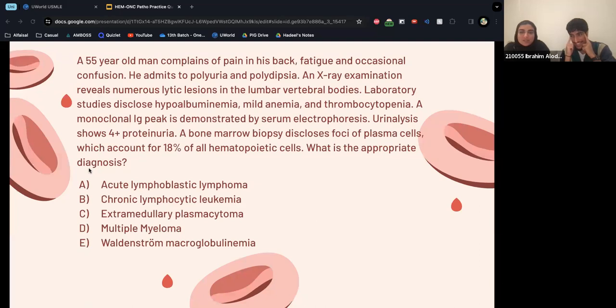D. Anyone else have a different answer? Someone chose Waldenstrom's. Another D. Okay, yay! So I want someone to answer and give me 3 things in this question that tell you immediately, in addition to lytic lesions, that this is multiple myeloma.